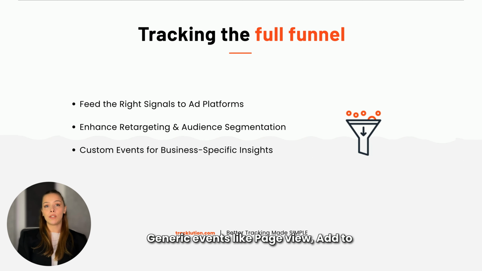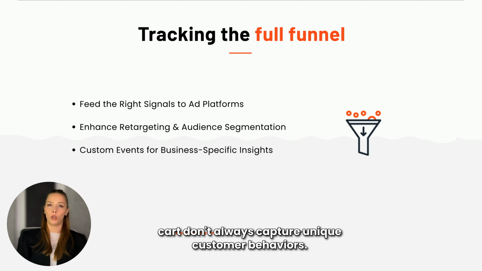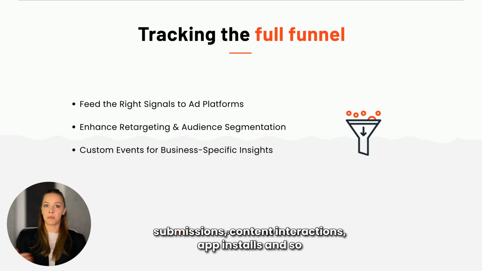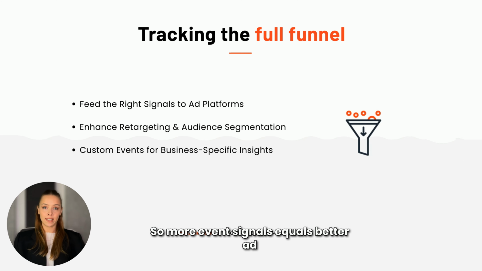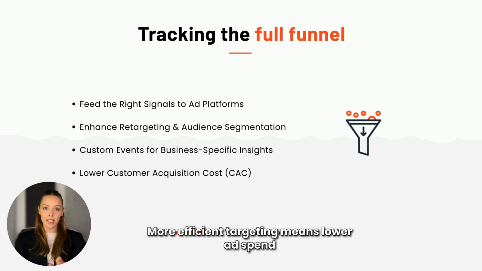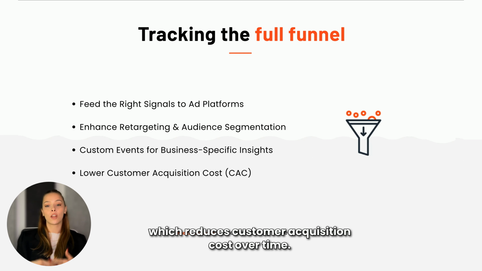Generic events like page view, add to cart don't always capture unique customer behaviors. Custom events like high-value lead form submissions, content interactions, app installs, and so on improve tracking for better ROI measurement. So, more event signals equals better ad algorithm training, which improves targeting efficiency. More efficient targeting means lower ad spend, which reduces customer acquisition cost over time.